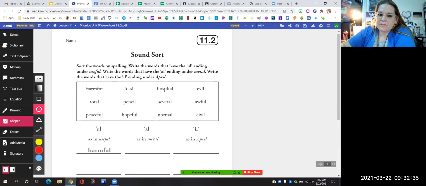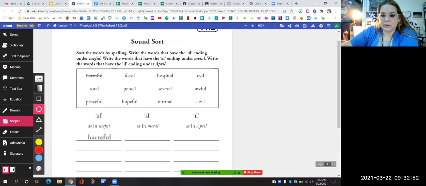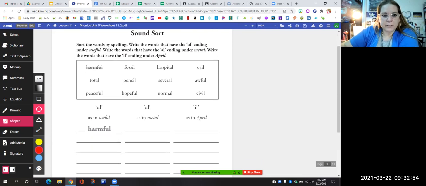Write the words that have the UL ending under useful, where it says UL right here, okay? As in useful. Write the words that have the AL ending under metal right here. And then write the words that have the IL ending under April, okay? So when you're looking at the word, look to see where it has the UL sound. Is it spelled UL, AL, or IL?